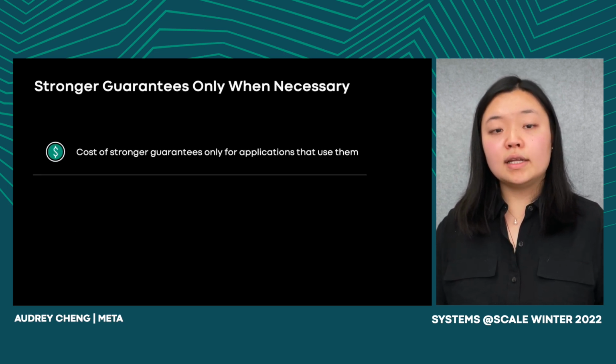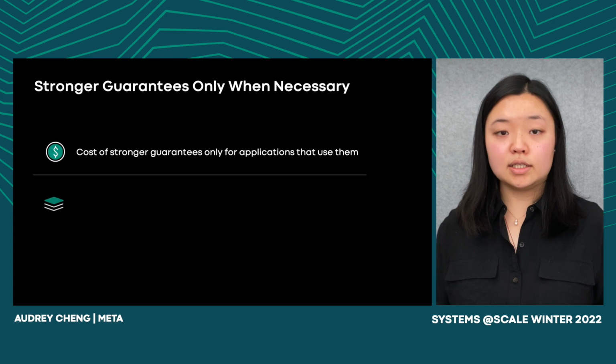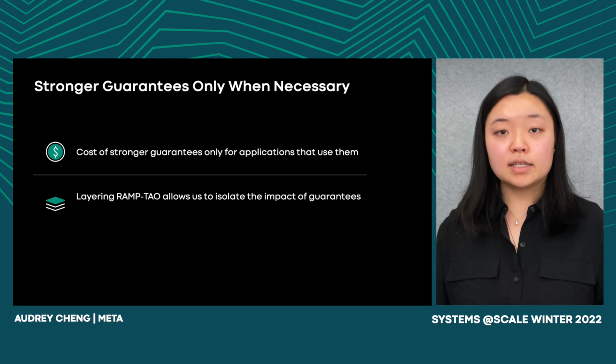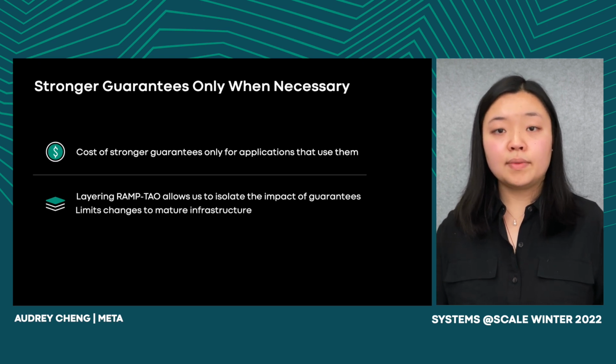We find that it is very essential to ensure that only the applications that need stronger guarantees bear the costs of using them. We shouldn't affect the vast majority of applications that don't need these guarantees. We're able to achieve this by layering RAMP-TAO on top of the system to isolate the impact of adding atomic visibility. And there is an additional benefit here in that we limit changes to a mature infrastructure.